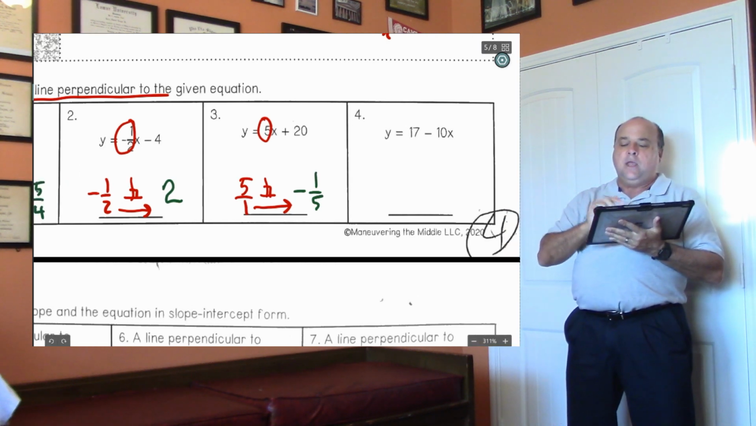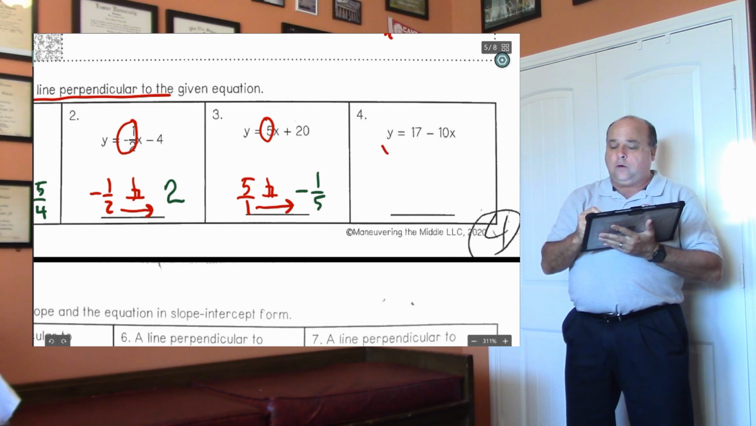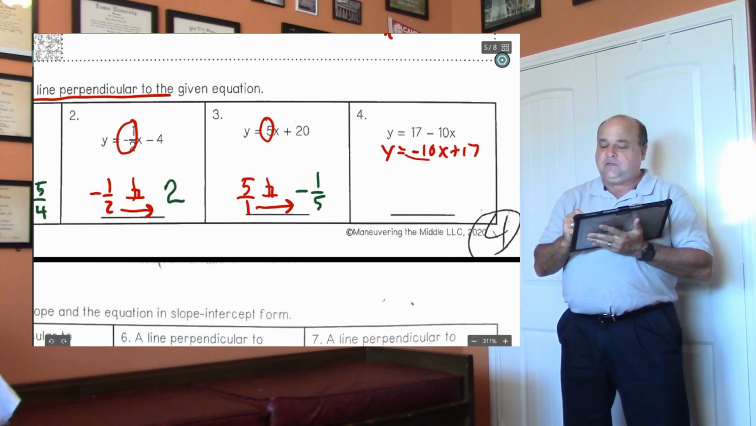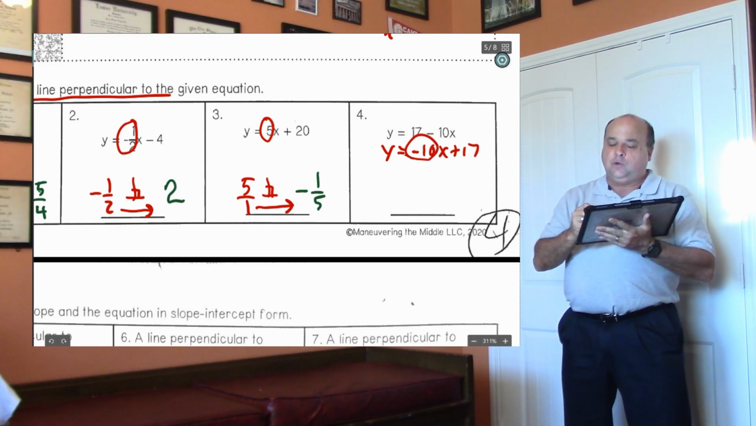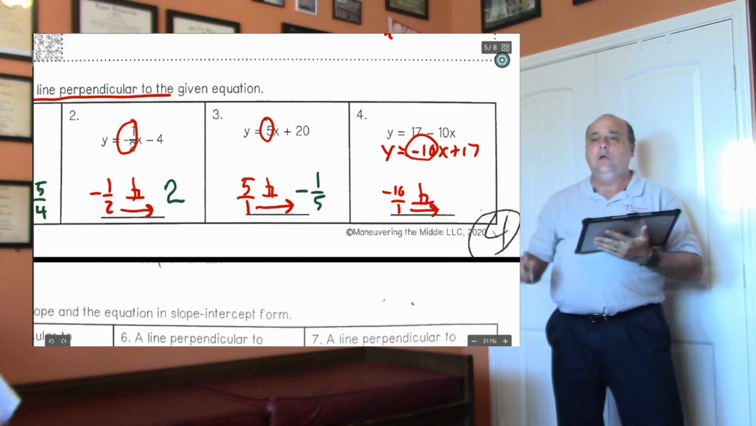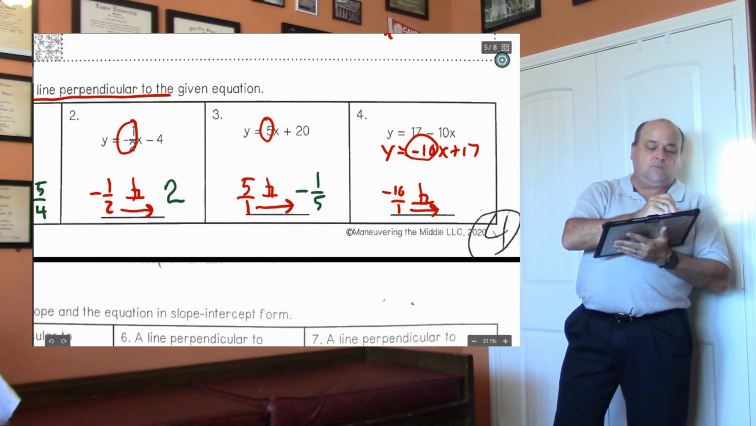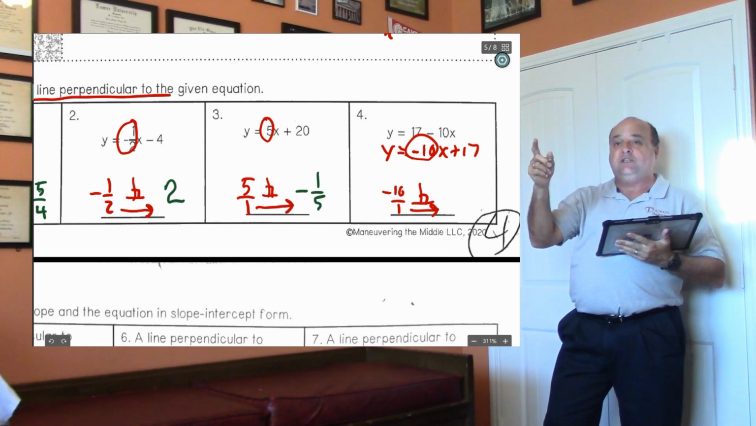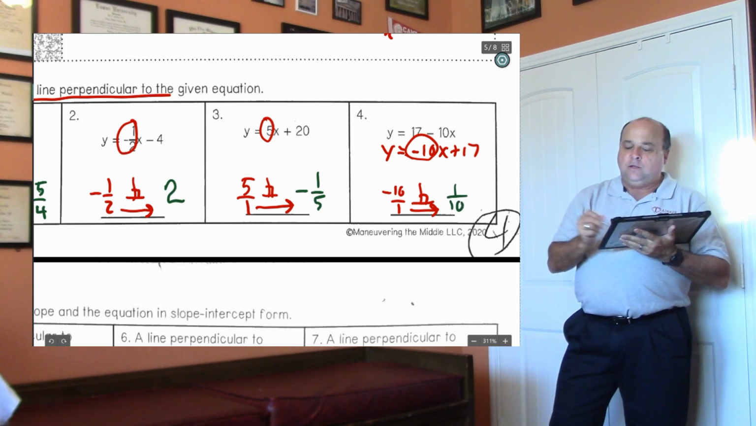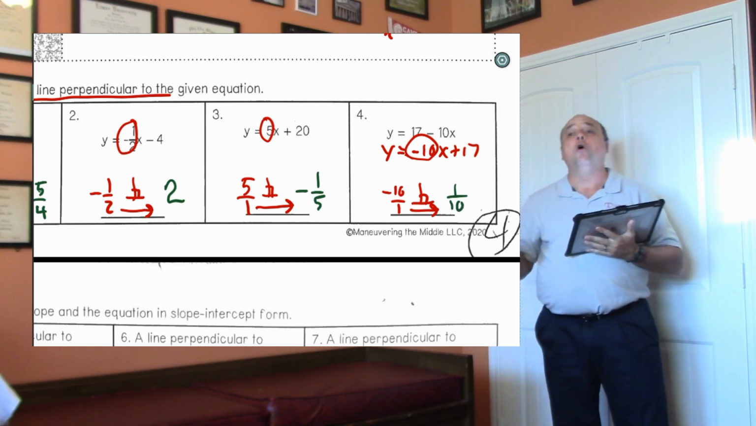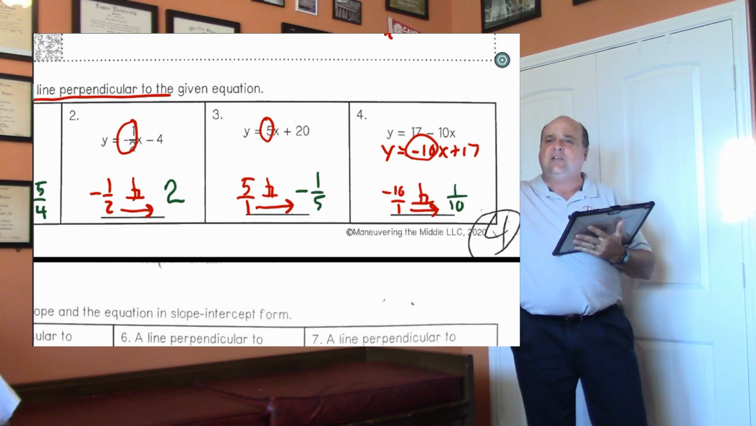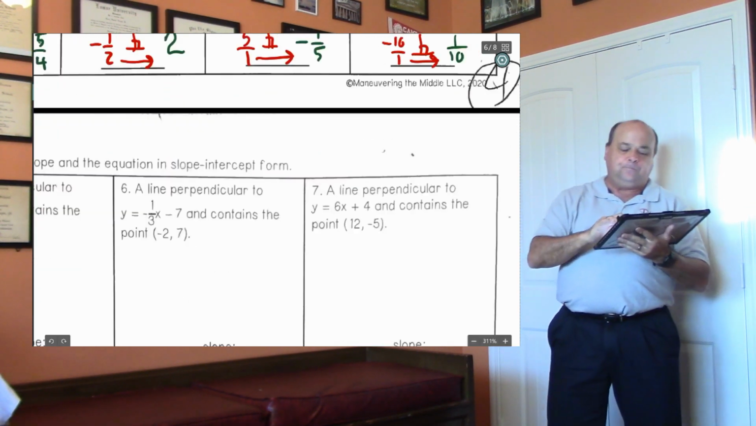Let's go to number 4. Number 4 is not written in the correct order. It should be y equals negative 10x plus 17, right? So the slope will be negative 10, won't it? So put negative 10 over 1, draw an arrow, put a perpendicular symbol. We're going to change the sign and flip the fraction, right? So if we change the sign, we have a positive, and if we flip it, we get 1 over 10. So our new slope's 1 over 10. Piece of cake, huh? So all you got to do is get the slope, change the sign, and flip it. You got the perpendicular slope.